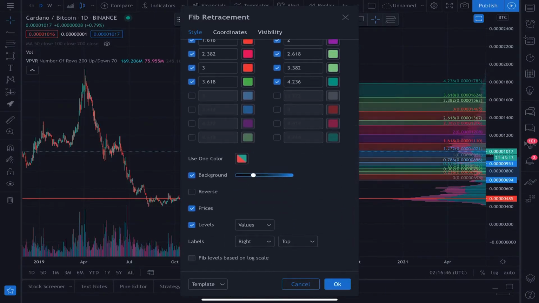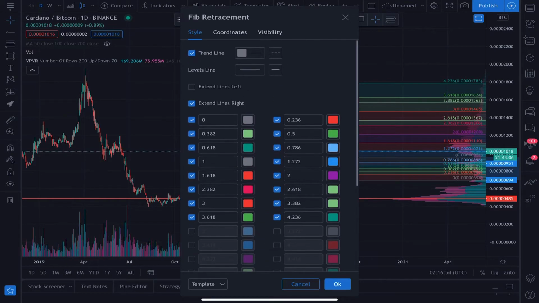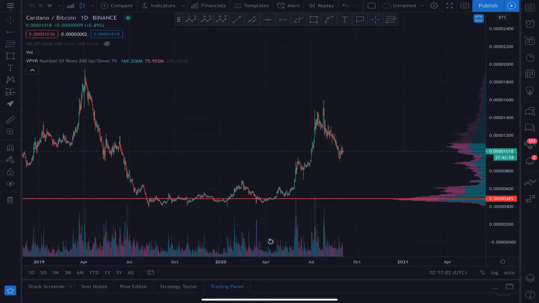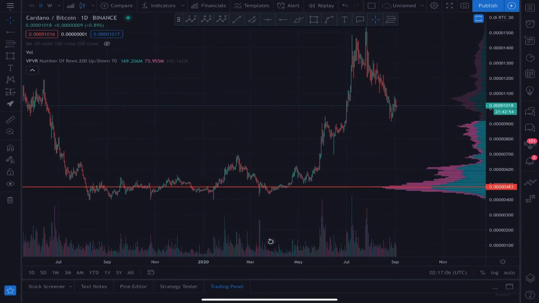Okay, so those are the settings for the Fibonacci extension. I'm just going to lower the background down a little bit. I don't like it super bright. And I think that's it. Yeah, that's it. Okay, so now we've got our Fibonacci tool. Now let's go into some of these moves and see how it responds with the price action.